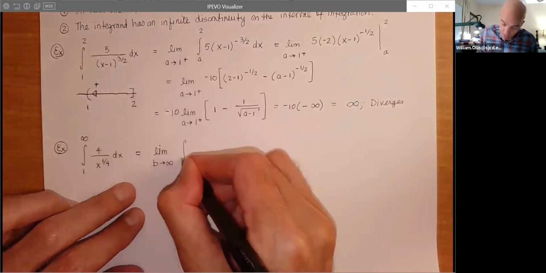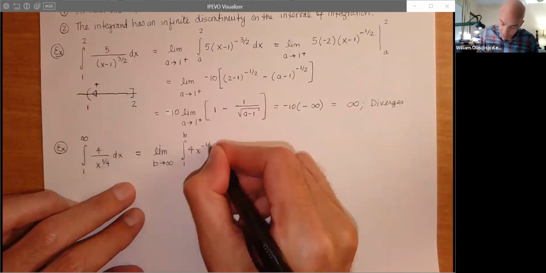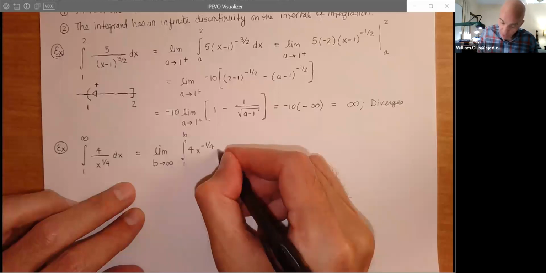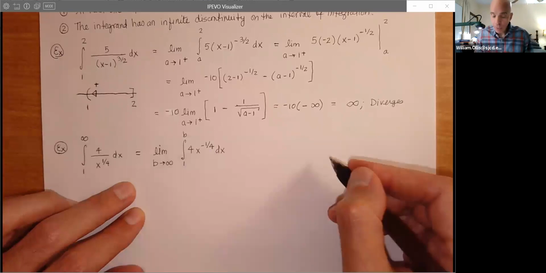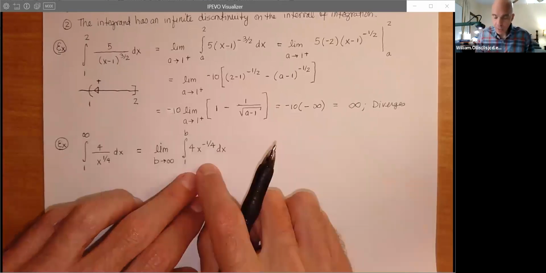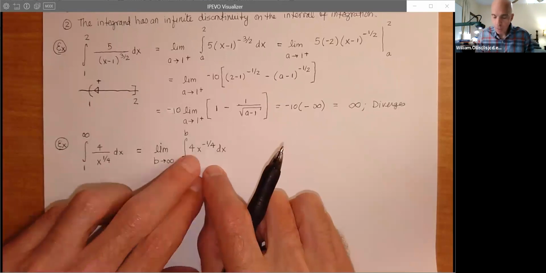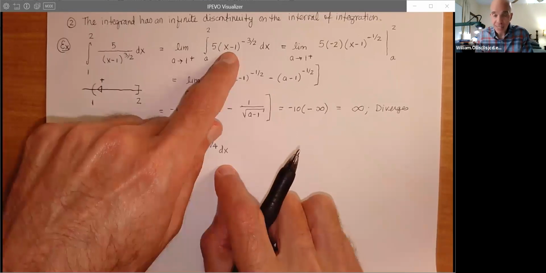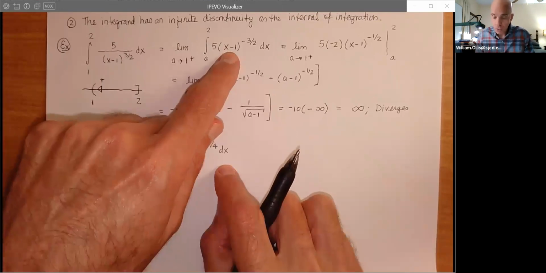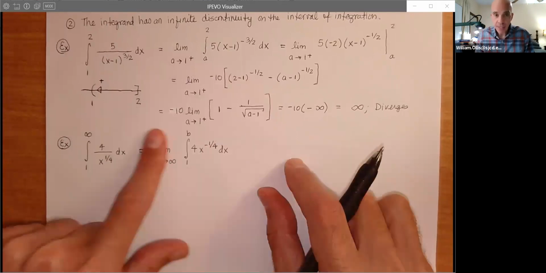And this will be 1 to B. And now we can write this in a user-friendly way. Remember we have our tables of integrals, which we can use too when we need. So the idea here is, we have the integral from 1 to B of 4 times x to the negative 1/4, which basically resembles this. So just like we did before, we compute this integral, just leaving this in the background.